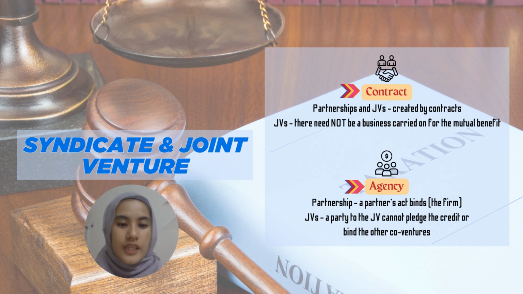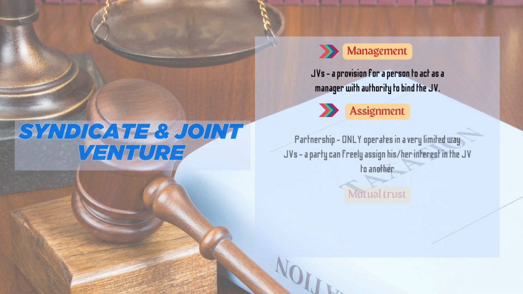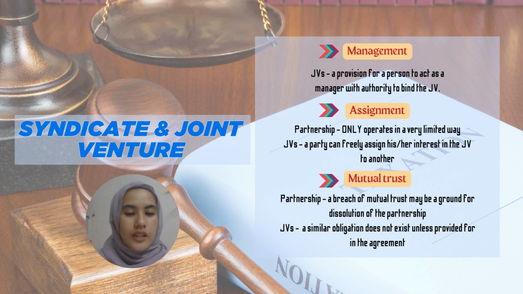For agency, in the case of a joint venture, a party to the joint venture cannot pledge the credit or bind the other co-venturers. For partnership, a partner's act binds the firm in general. Moving on to management, in the case of a joint venture, there is in general a provision for a person to act as a manager with authority to bind the joint venture.